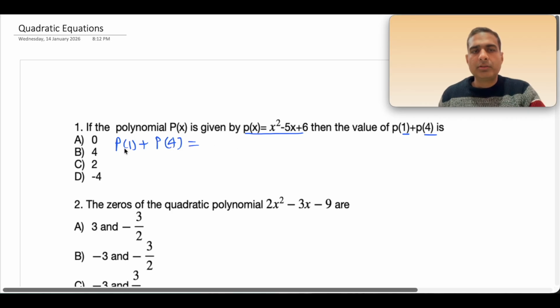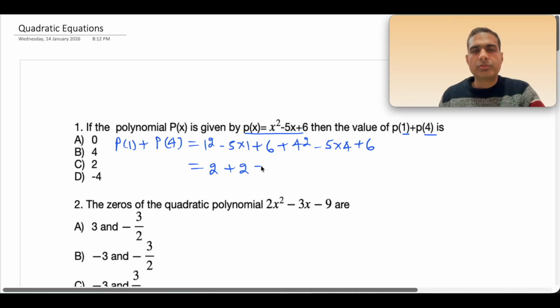So p of 1, how have we got p of 1? By replacing x by 1 on the left hand side. So to get the value of p of 1, we have to replace x by 1 on the right hand side also. So it will be 1 square minus 5 times 1 plus 6, plus p of 4, we will replace x by 4 on the right side. So it will be 4 square minus 5 times 4 plus 6. So 1 plus 6, 7, 7 minus 5, 2, plus 16 plus 6, 22, 22 minus 20 is 2.